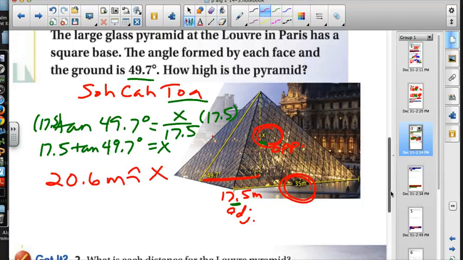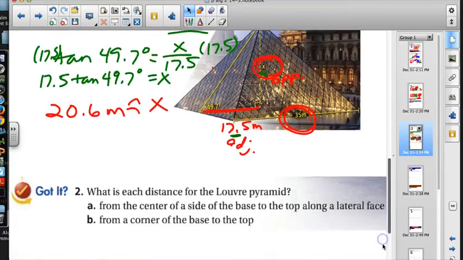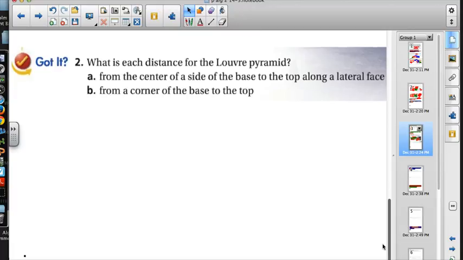Like so. Again, a picture is incredibly helpful and important here. So if we are not given one, then we probably want to make one anyway. The next piece says, what is each distance for the Louvre pyramid? And we want to figure out the pieces that they want here. So A says, from the center of a side of the base to the top along a lateral face.